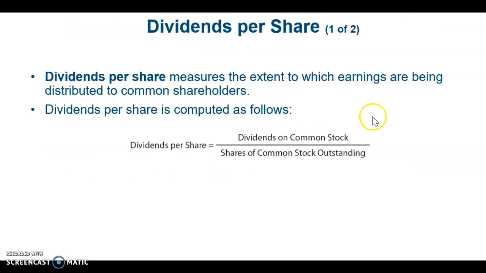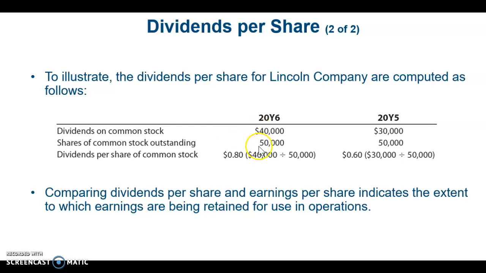Dividends per share. Just take your dividends on your common stock and divide it by the shares of common stock outstanding. So this just tells us the extent to which earnings are being distributed to common shareholders. So common shareholders would be very interested in that. Here's one where it's worked. So you can see that dividends per share were 60%. It's gone up to 80%. So common stockholders are getting more dividends per share of stock that they own.